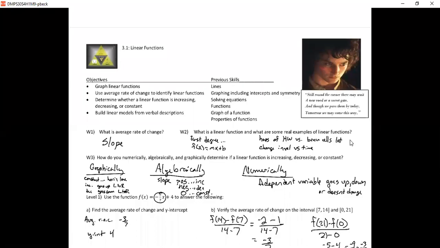Hey, pre-calc students, this is Mr. Beck. I want to talk today about two specific types of functions, linear functions and quadratic functions. Just to give you kind of like a baseline of where we're at.